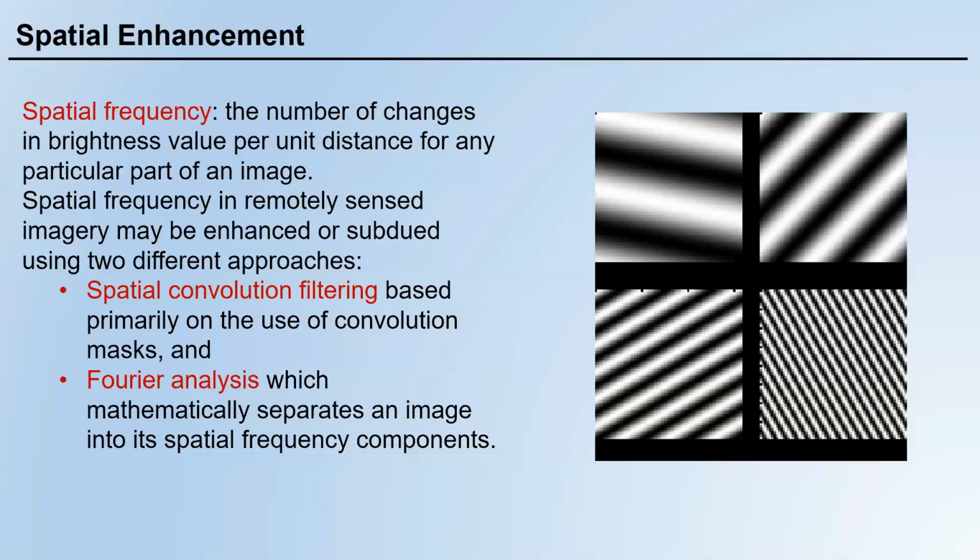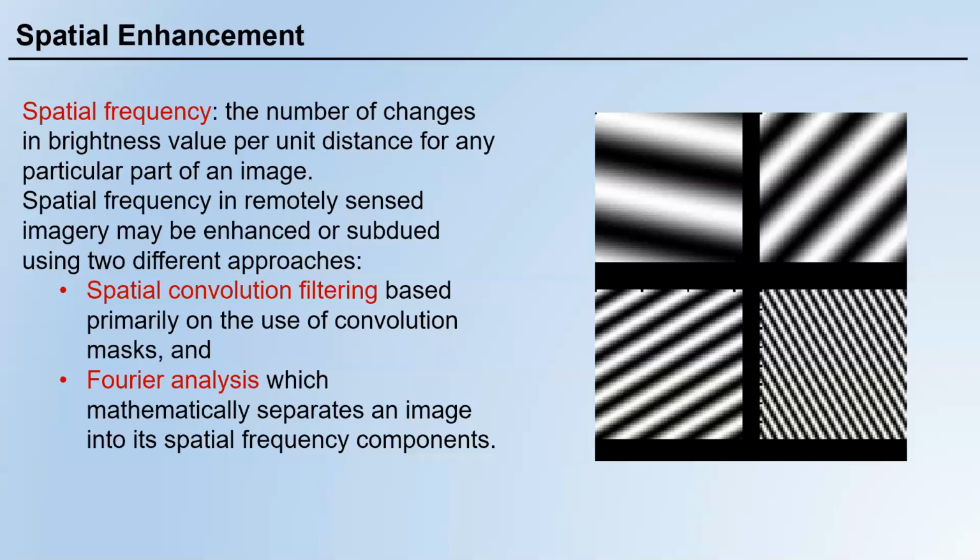But in remote sensing, when we're looking at these images, we give a spatial context to the concept of frequency. We call it spatial frequency, and it is the number of changes in brightness values, not in other form, per unit distance, not per second or per hour. Because when we are having this spatial context, distance is important.